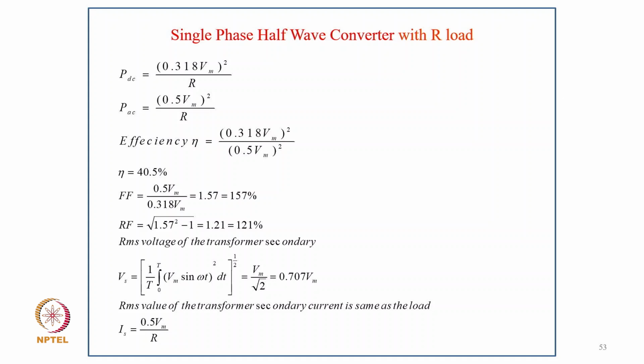Form factor is 0.5 Vm divided by 0.318 Vm, so it becomes 1.57 or 157%, and ripple factor is square root of (1.57 square minus 1), which becomes 1.21 or 121%. The RMS voltage of the transformer secondary is Vs equals (1 upon T integral 0 to T of (Vm sin omega t) square dt) to the power half, that is Vm by root 2, equal to 0.707 Vm.